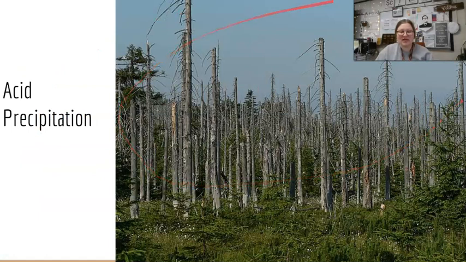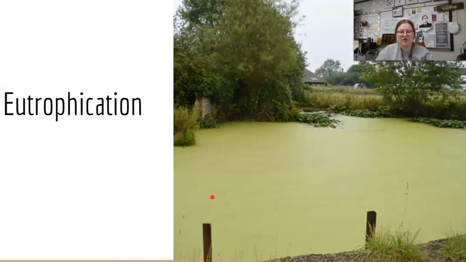All right, so this is what can happen with acid precipitation. It can damage the trees and also it seeps the nutrients out of the soil. And then here is eutrophication, just a green, kind of nasty lake where, yes, there's a lot of photosynthesis happening, but the fish and other plants are not going to be able to survive with this much algae.